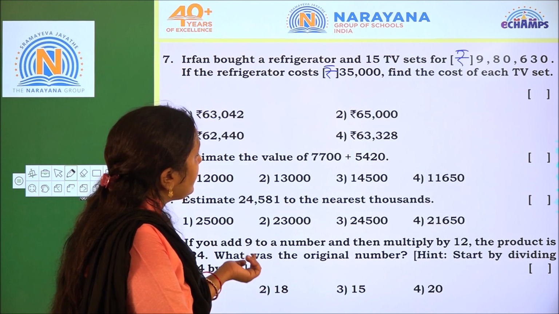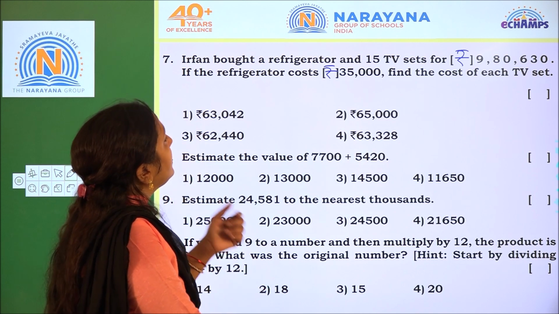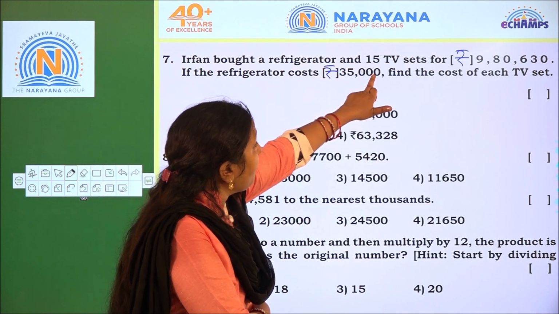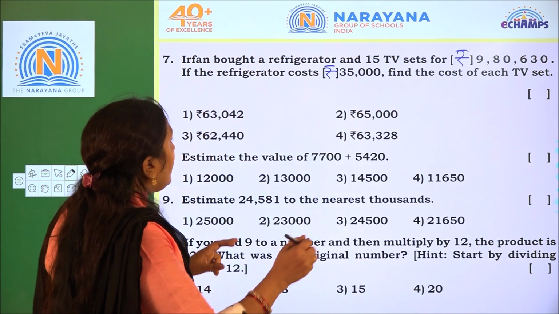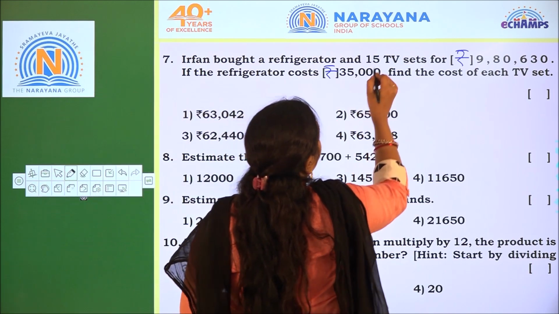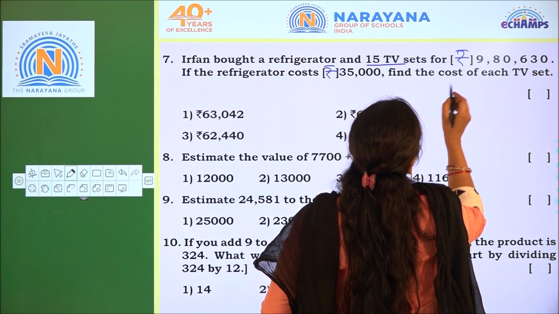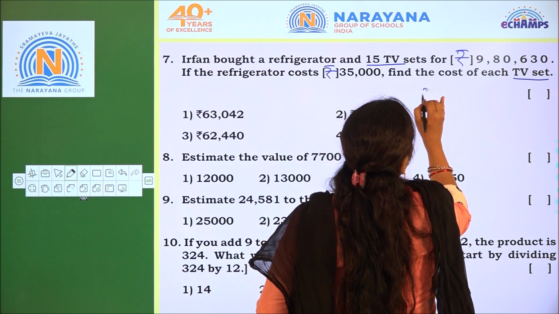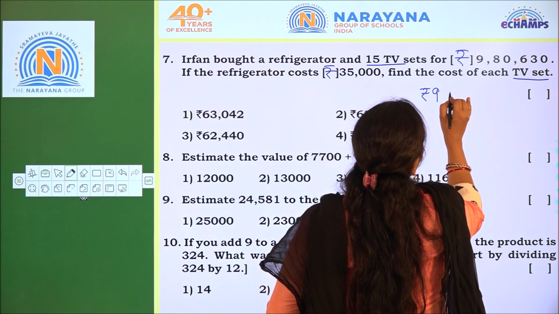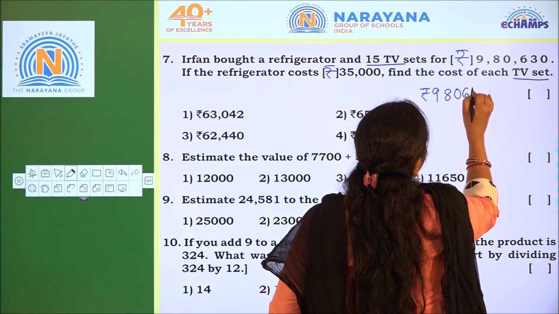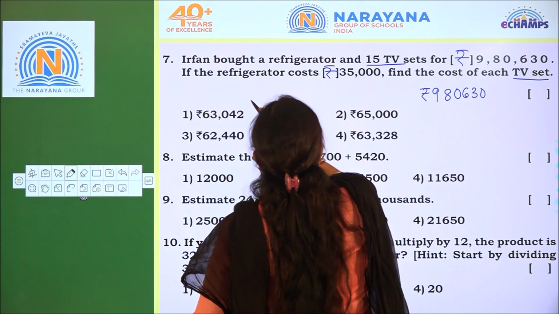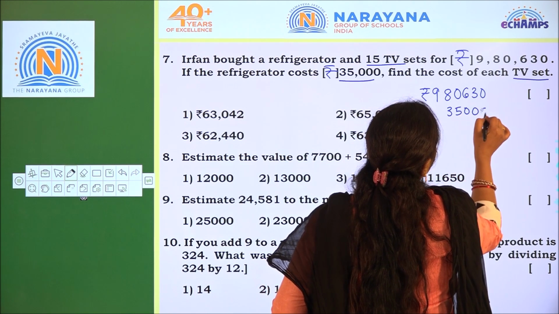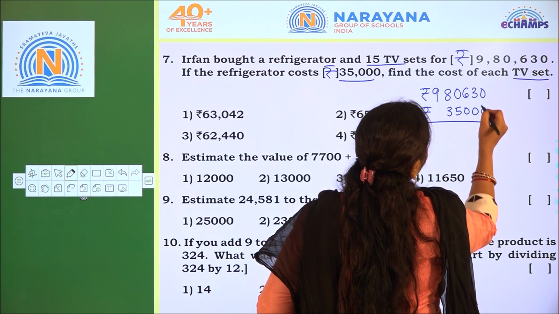If I bought a refrigerator and 15 TV sets, we already know the total cost of the refrigerator and 15 TV sets. But we have to find the cost of each TV set. So the total cost spent is 9,80,630. From that, the refrigerator cost is 35,000. So subtract 35,000, children, and we'll get the cost of 15 TVs.